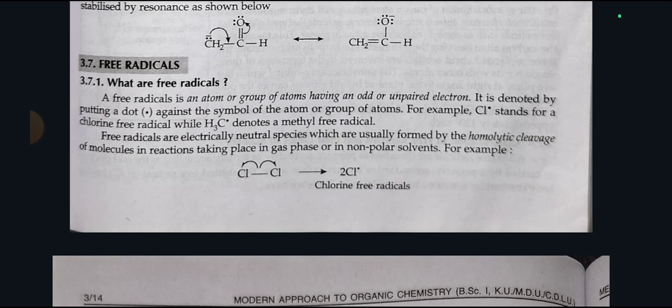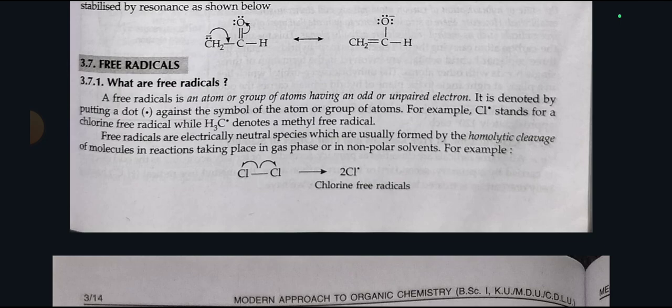3.7 Free radicals. 3.7.1 What are free radicals? A free radical is an atom or group of atoms having an odd or unpaired electron. It is denoted by putting a dot against the symbol of the atom or group of atoms. For example, Cl dot stands for a chlorine free radical, while CH3 dot denotes a methyl free radical.